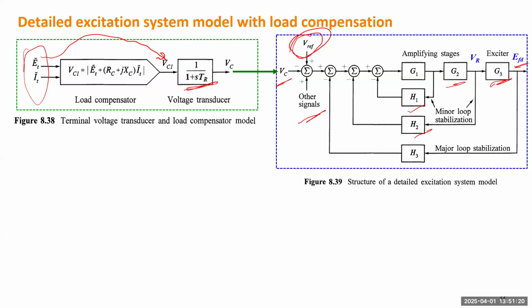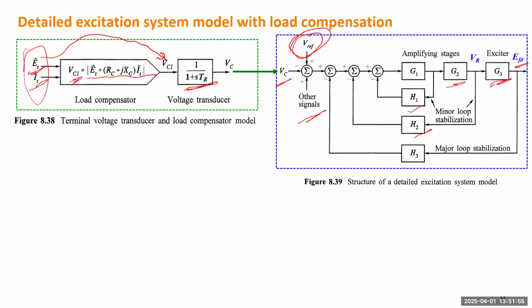So why do we add another more complex block, which is a load compensator? We just give the AVR additional capability to control remote voltage, not just a local terminal voltage. So how do we do that? We measure both terminal voltage and terminal current, and using this formula, we can calculate another voltage value. And we are going to control this value instead of terminal voltage directly. And RC and XC are both parameters you can set up.